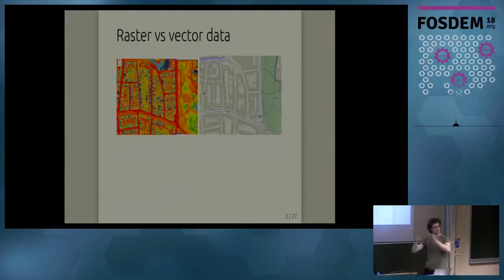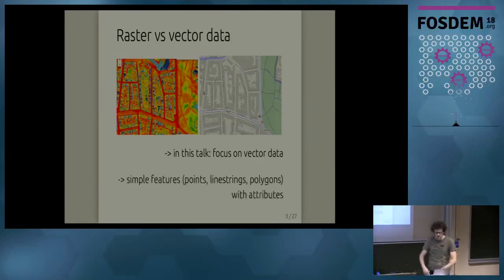For this audience, I don't have to explain the difference between raster and vector data, but I'm showing this to say that in this talk I will focus on vector data. So if I'm talking about geospatial data analysis, this talk is about vector data. It's about the typical simple features with attributes.